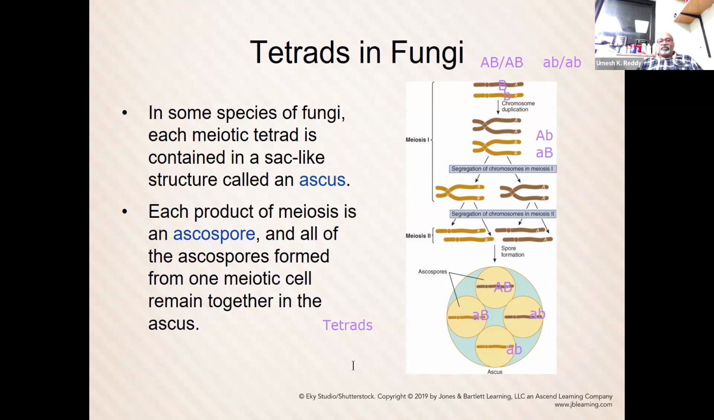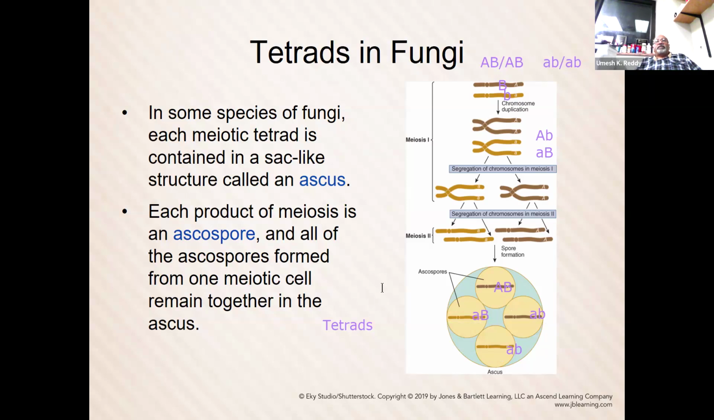But if they are on the same chromosome, that means you will have both parental types as well as non-parental types ascospores, both in the same ascus. The whole thing is called ascus. So here, if both chromosomes are, one is parental type, and this is non-parental type, then we call it a tetrad. If a tetrad is there, that means they are linked. They are on the same chromosome.